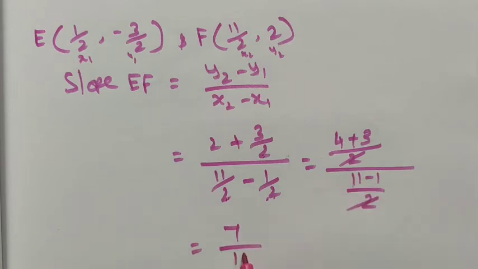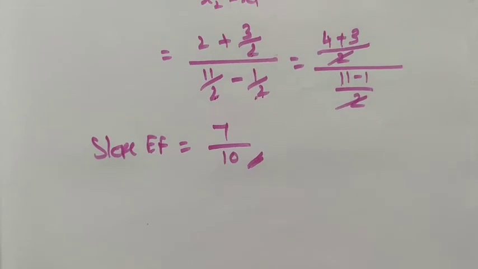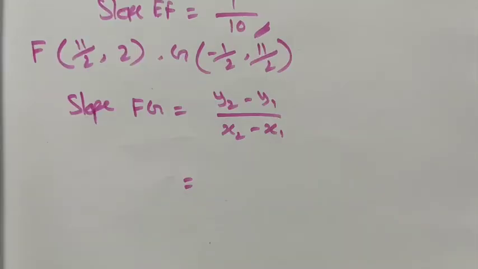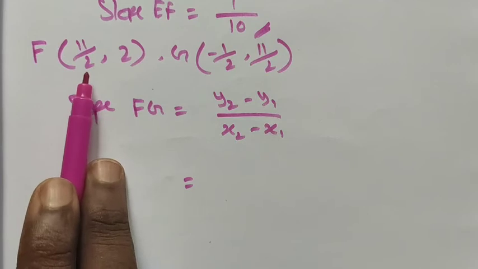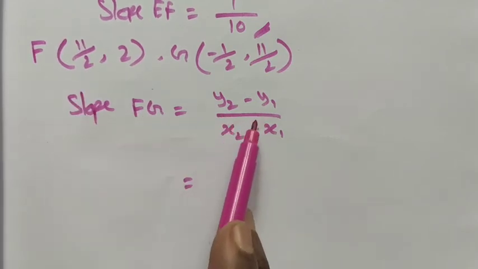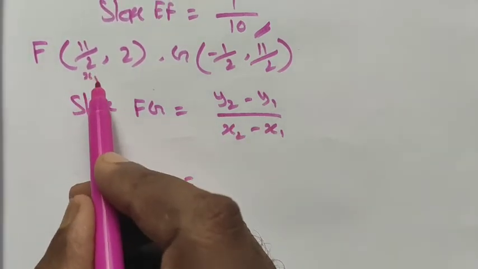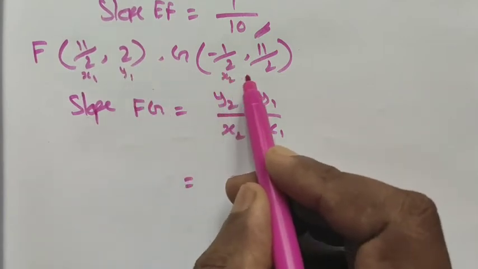11 minus 1 is 10. So the slope of EF is 7 divided by 10. Next we want to find the slope of FG, with points F and G. The slope formula is y2 minus y1 divided by x2 minus x1. Let me take the first point as x1, y1 and the second point as x2, y2.